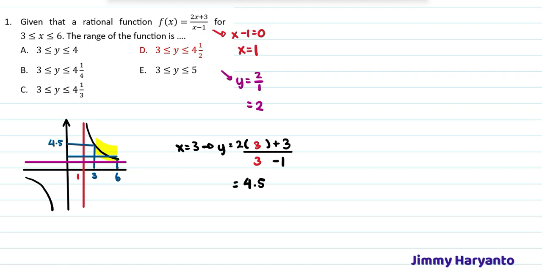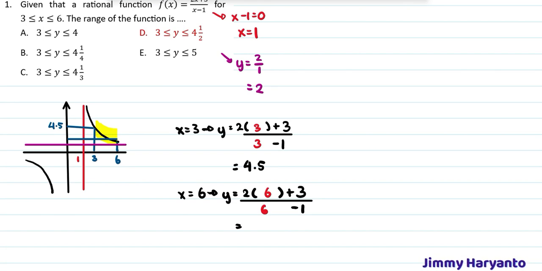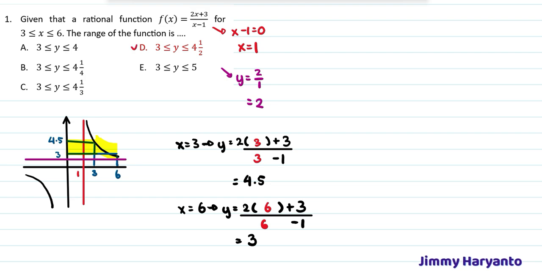And then the second one is when x equals 6. That means y equals (2 times 6 plus 3) over (6 minus 1). Yeah, it will be like this. And then 12 plus 3 is 15. 15 divided by 5 is 3. Okay, so this one is 3. And then as you can see, the range will be in between 3 until 4.5, which is D.